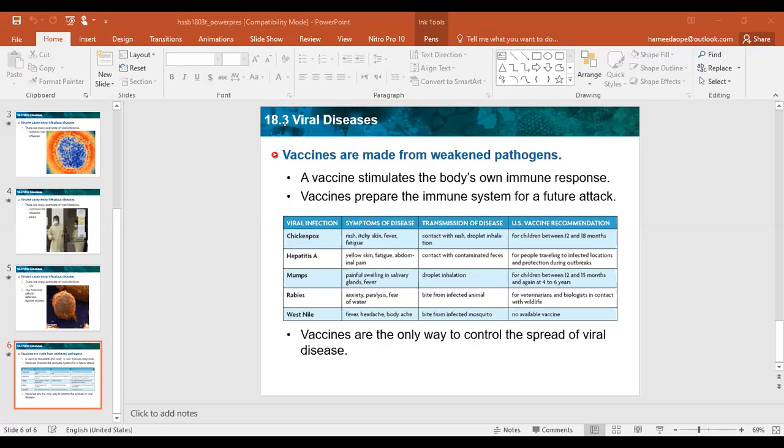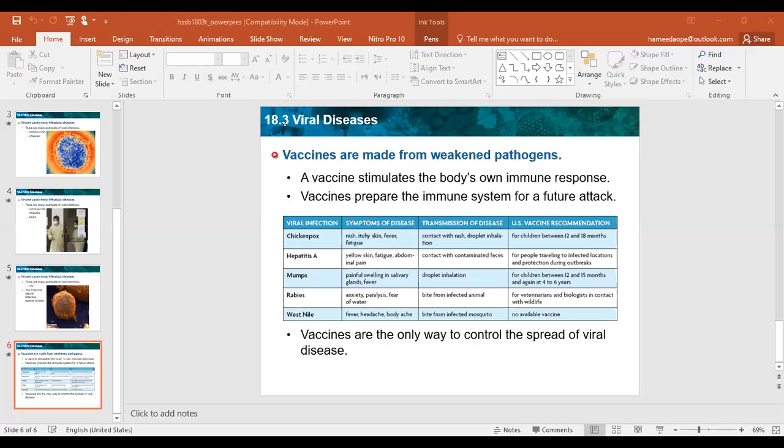Vaccines can prevent some, but not all viral diseases. A vaccine is made from the same pathogen, the disease-causing agent, that it is supposed to protect against. Is that understood? Yes. So we form a vaccine from the same pathogen. How do we form this? We're going to kill it. We're going to weaken it. We call it attenuation. We attenuate it. So when it becomes weak, then we inject it into the person's body.